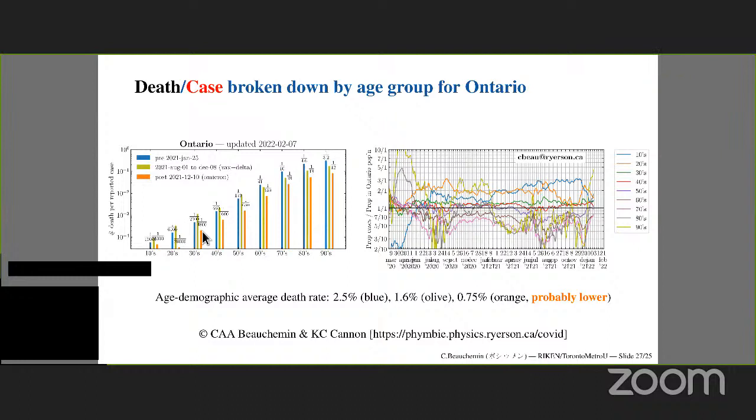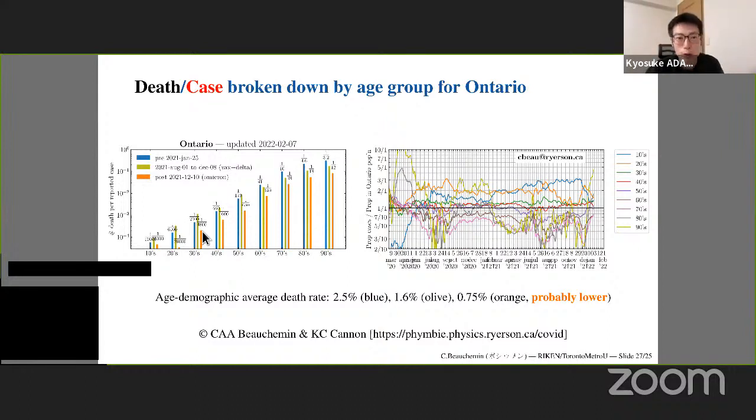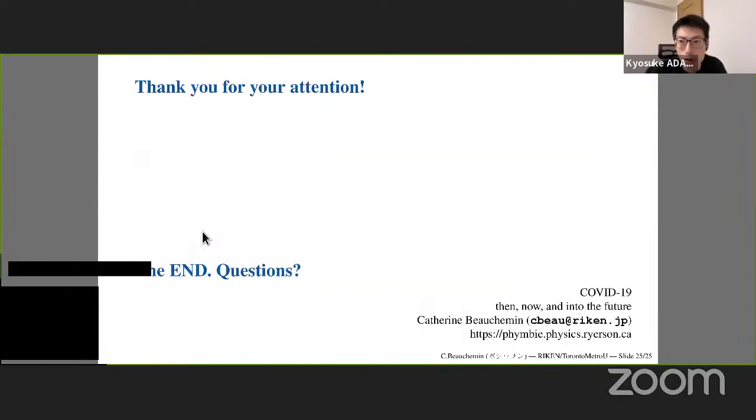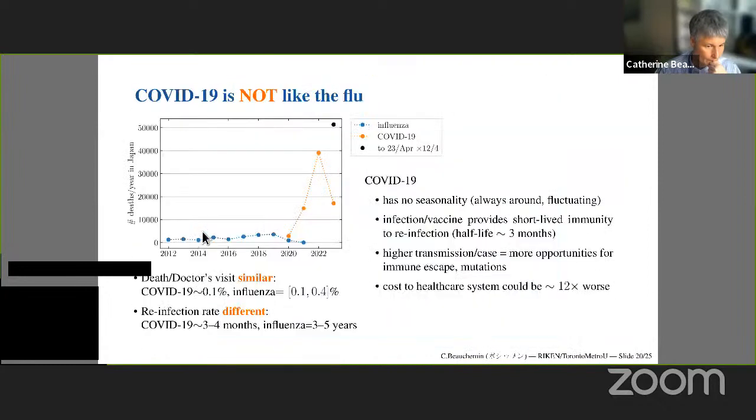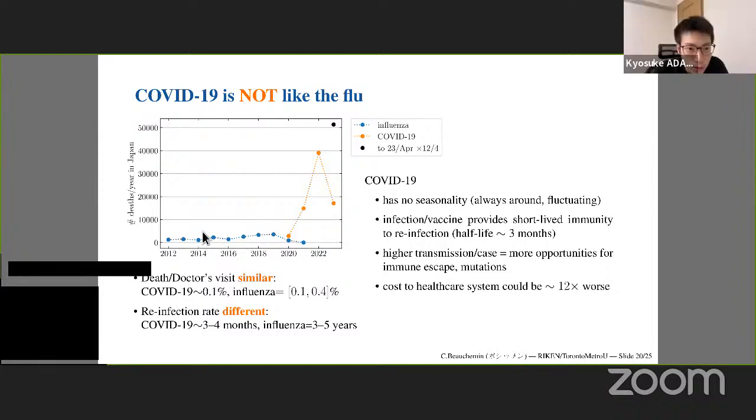Oh, can I ask a question? Yes. Thank you for the very informative talk. I have a question about the reinfection rate. You showed the reinfection rate of COVID is much higher than that of flu, and according to that data, you showed a short-lived immunity to reinfection. My question is about the data for the reinfection rate: is it normalized by the average contact frequency or average infection rate?